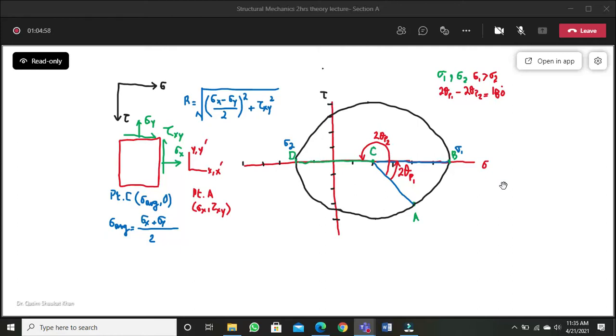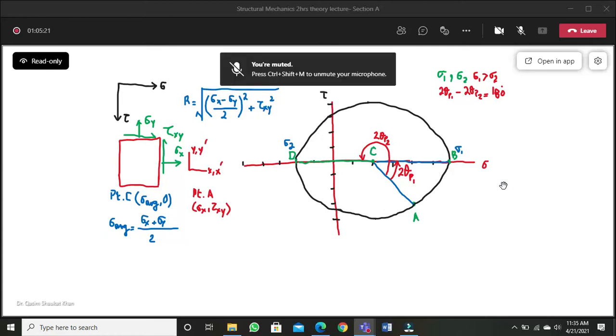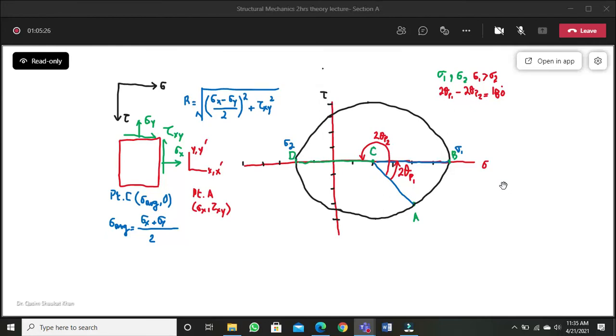Another point to be noted: this is your element, and this is your Mohr circle. On the element, theta P1 and theta P2 are 90 degrees apart, whereas 2 theta P1 and 2 theta P2 on the Mohr circle are 180 degrees apart. Remember one thing, that the rotation will be the same. Whatever is the direction of the rotation on the element, the same will be the direction of rotation on the Mohr circle. On the element, rotation is counterclockwise, so similarly we assume that the rotation on the Mohr circle is counterclockwise, which is considered positive.